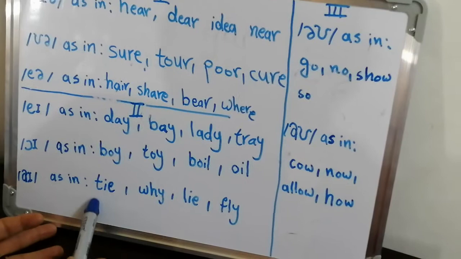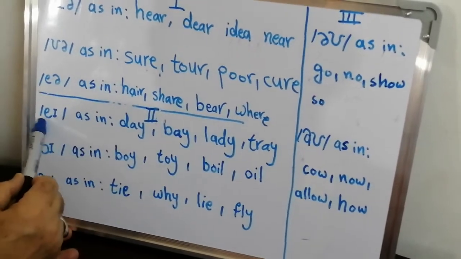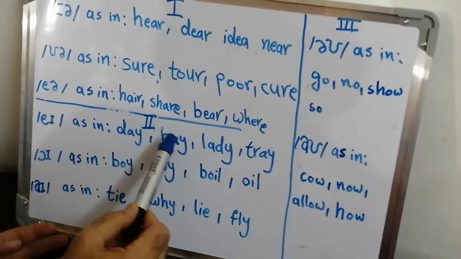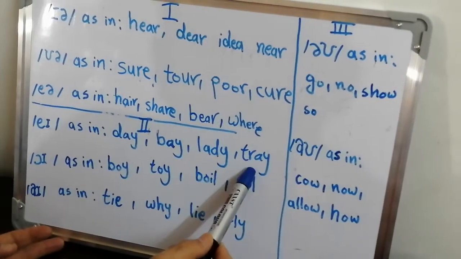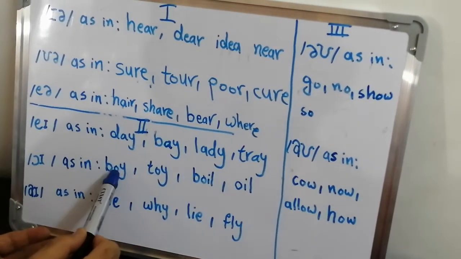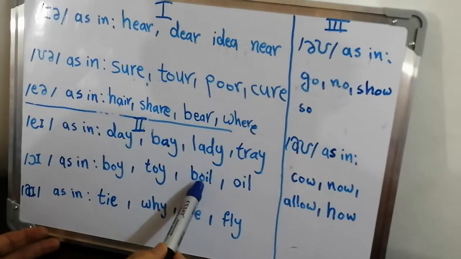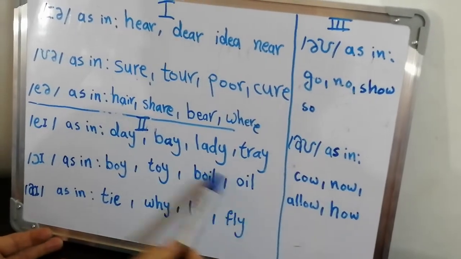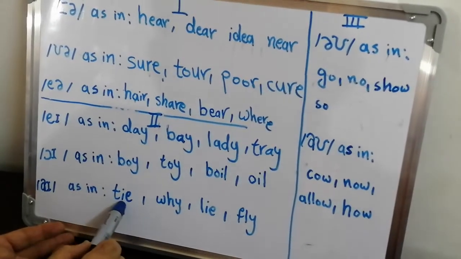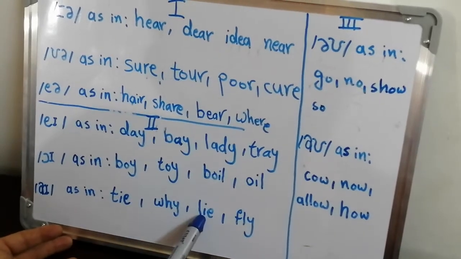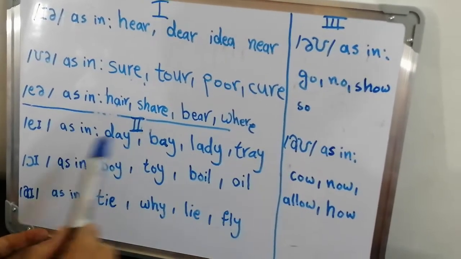So I repeat myself here. This is A, as in day, bay, lady, tray. This is "oy," as in boy, toy, boil, oil. This is "eye," as in tie, why, lie, and fly.